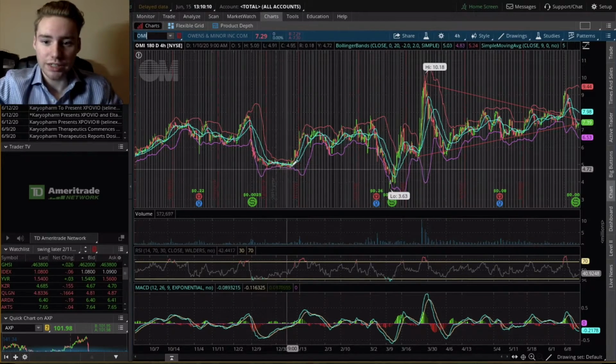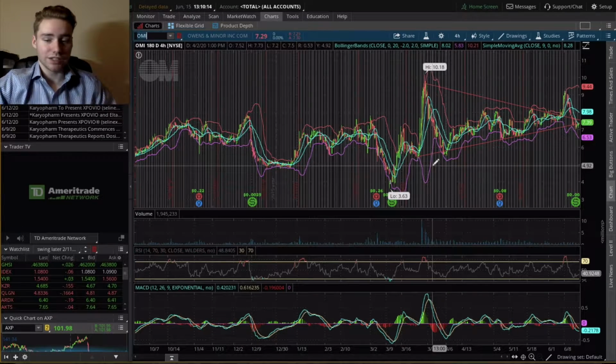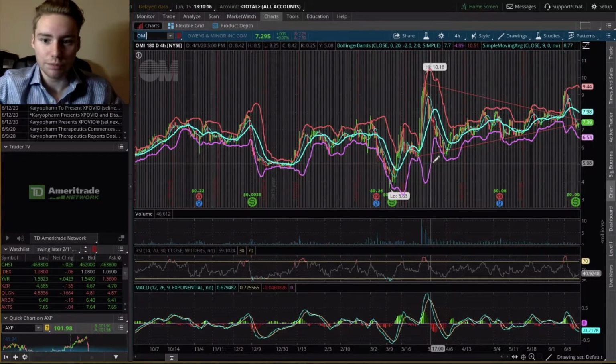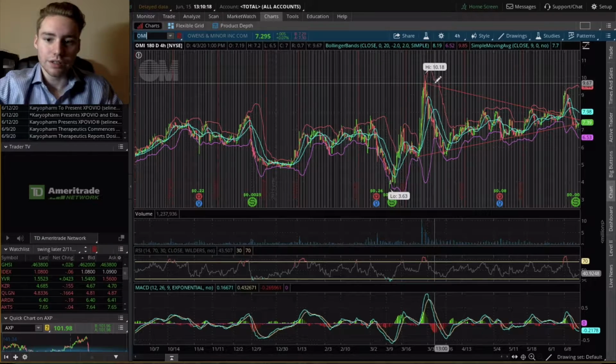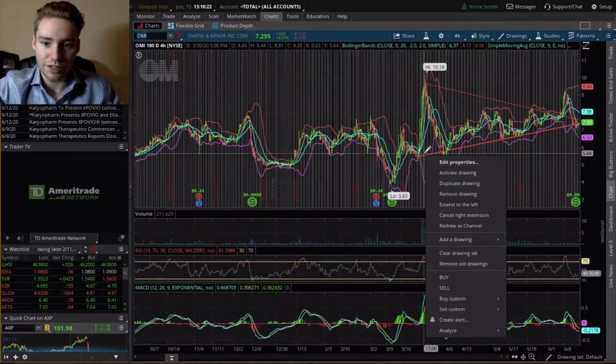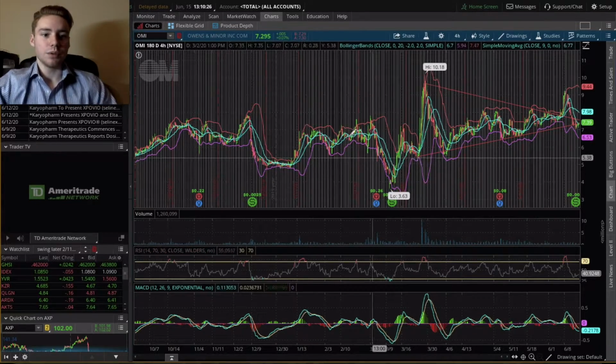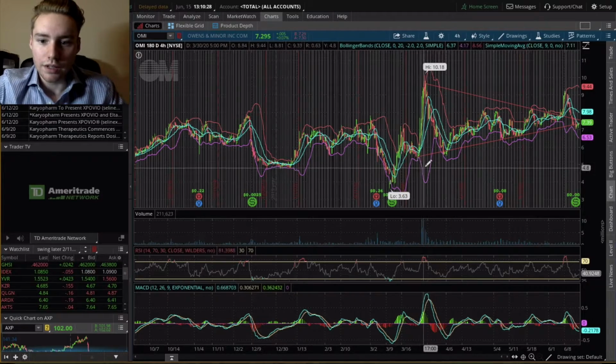The symmetrical triangle is a pattern that appears to be, as the name implies, a symmetrical triangle. Neither the support nor resistance is parallel to each other, but rather they are intersecting. So we can see here an example, which is OMI.